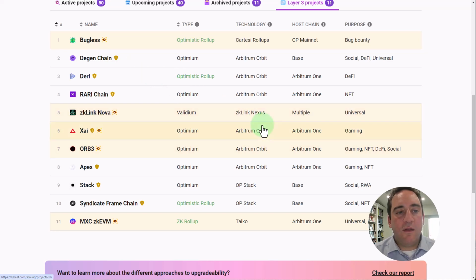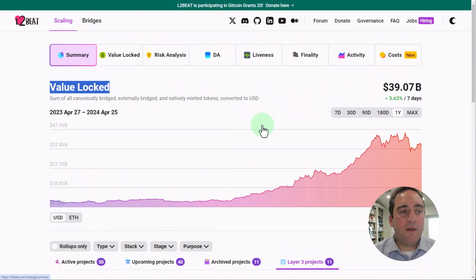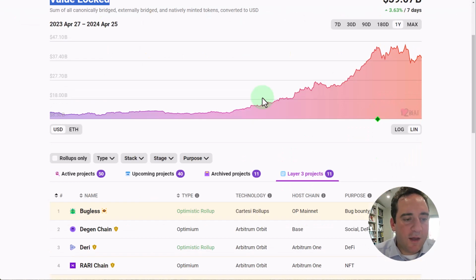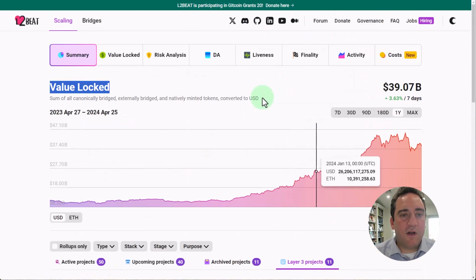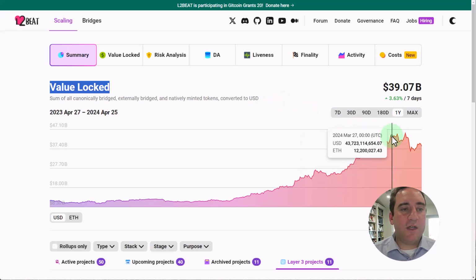Rari chain is another, Dari is another, Zai is another that we briefly went over that's focusing on gaming. Orb3 is focusing on social platforms. So this site is very powerful. It's co-funded by the Ethereum Foundation too, so they obviously have a vested interest in providing this information freely. And it has everything you would need to have a good understanding of layer 1 and layer 2 blockchains and how value is bridging back and forth.